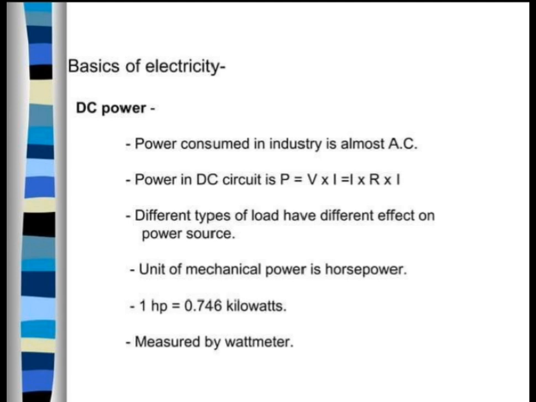1 horsepower is equivalent to 0.746 kilowatts, and this is measured by a wattmeter. So, when we say DC power or direct current, it is a type of electrical power where the electric current flows in one direction only, from positive to negative, with no reversal of direction. That is DC power.